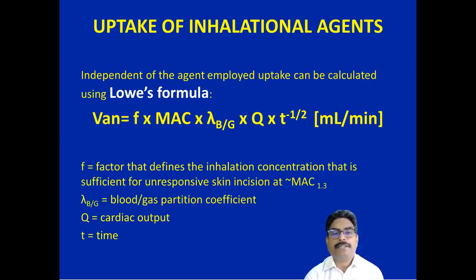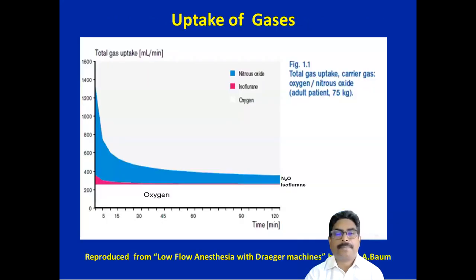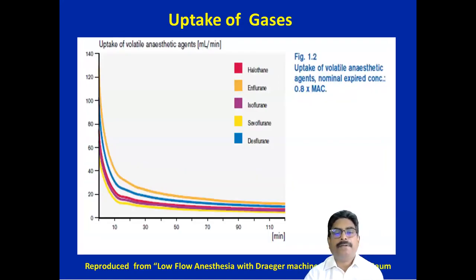So there is a decrease in the uptake as time progresses. For the uptake of inhalation agents, we can use Lowe's formula: F times MAC times blood gas solubility times cardiac output times time to the power of minus one half. So the oxygen uptake is constant, 250 ml per minute, throughout. But for inhalation anesthetics, initially it is high. As time goes, it falls exponentially with time. So this is also the exponential fall of inhalation anesthetic uptake with time.